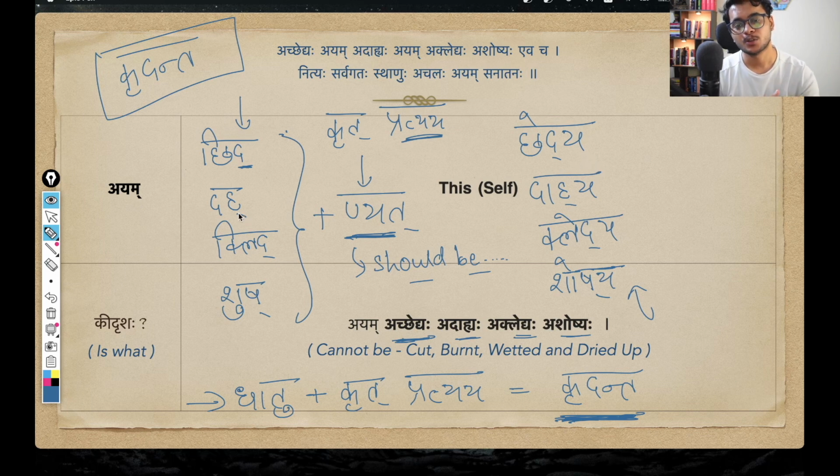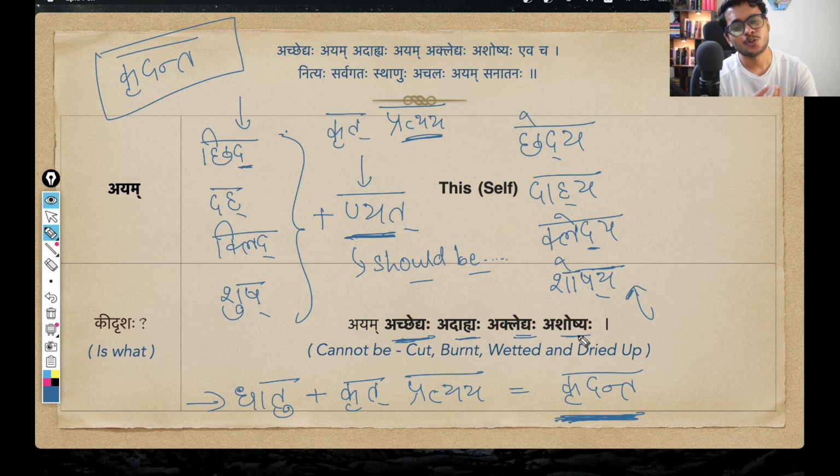Okay, the same thing goes for dah. Dah dhatu means to burn. So dahya will describe anything that should be burnt. And kledya will denote anything that should be wet. Shoshya will denote anything that should be dried up. Okay, so that is the sense these new kridanta are giving.